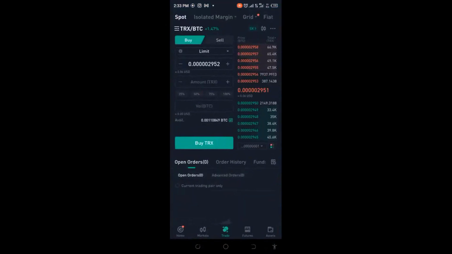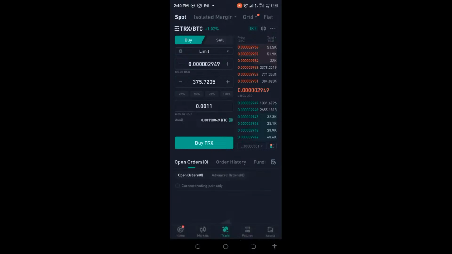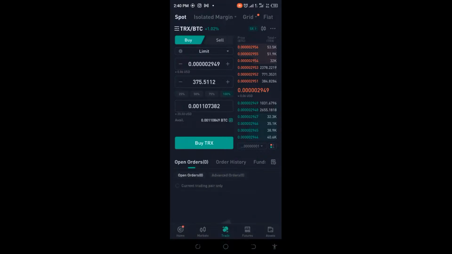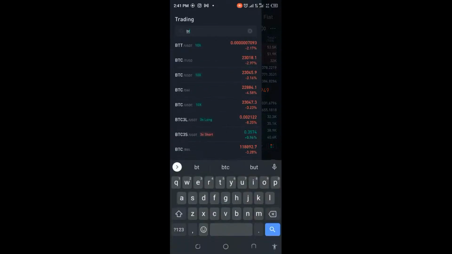Okay, so this is what we have right now. As you can see, we need to change this to what we can actually use and make this profitable for us. So let me try and see if I put 100% here, what's that going to be? 375.51. If I change this to BTC USDT, what would that give me?